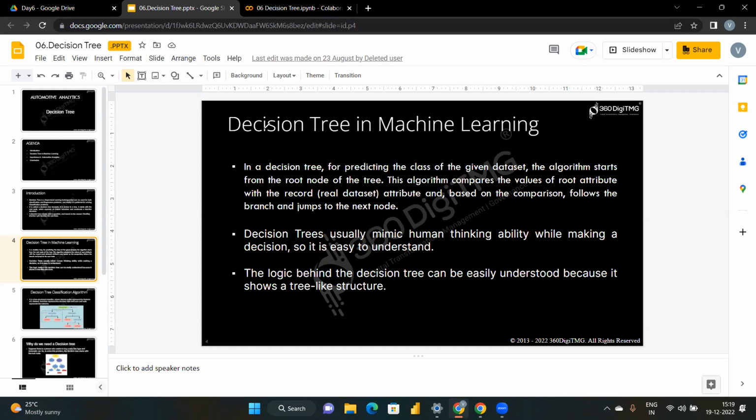Okay, so guys, is a decision tree a machine learning algorithm? The question arises, right? So guys, decision trees are among the most popular machine learning algorithms. Given the intelligibility and simplicity in decision analysis, a decision tree can be used to visually and explicitly represent decisions and decision making.